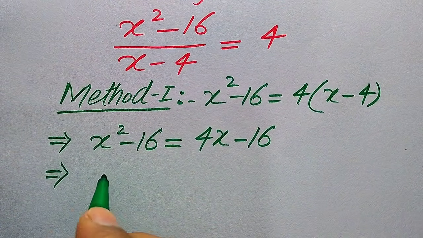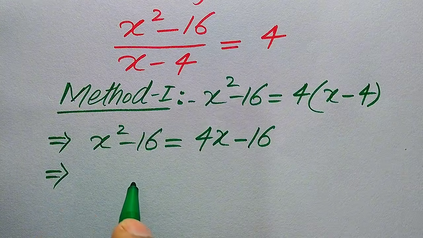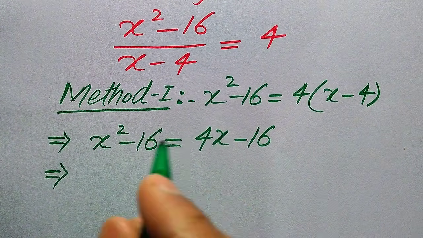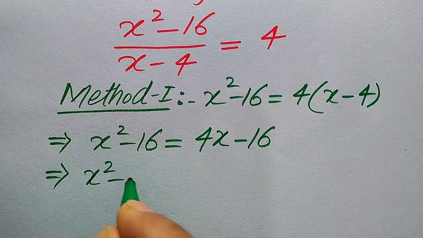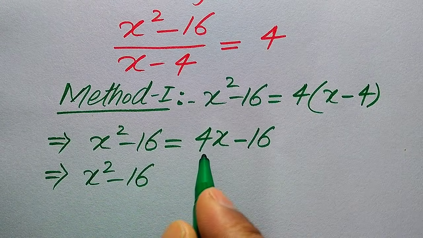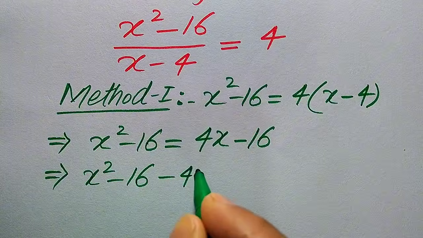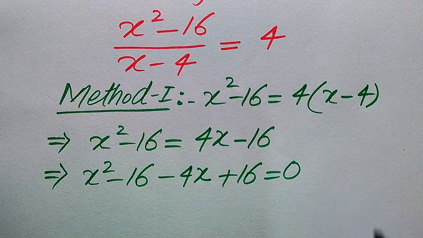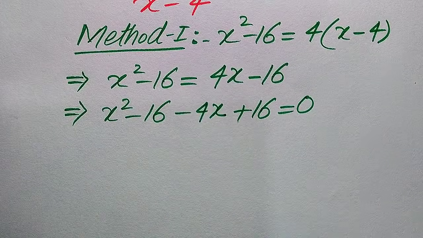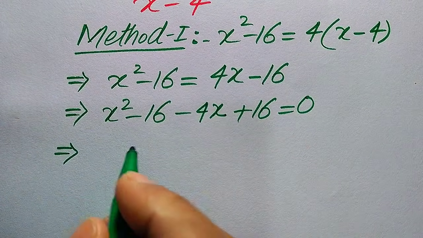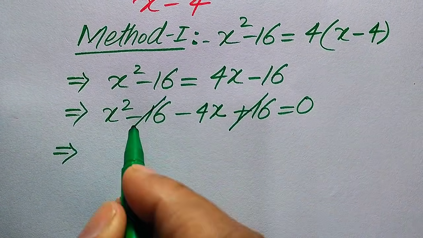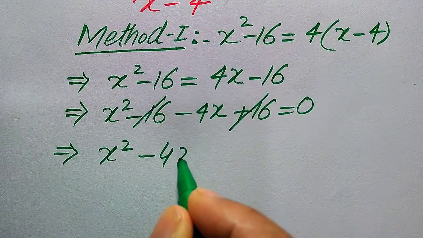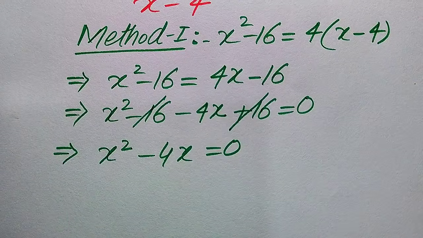Now our target is to find the values of x, so we move all the terms from the right hand side to the left hand side, and it becomes x² − 16 − 4x + 16 = 0. The −16 and +16 cancel each other out, and we obtain x² − 4x = 0.